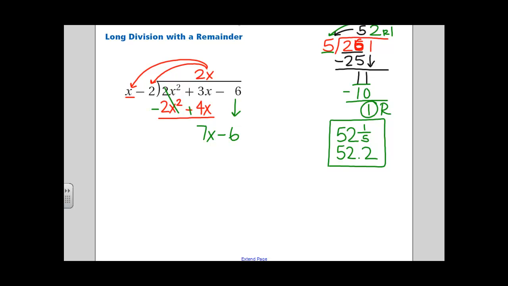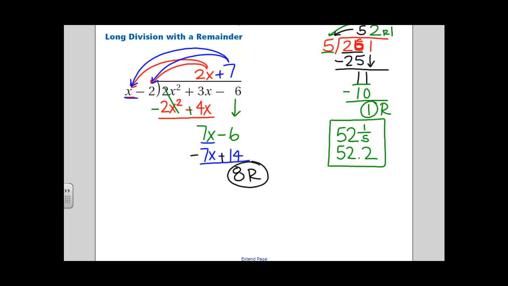So now let's go through and ask the same question. How many times can x go into 7x? Goes in 7 times. And then we need to multiply. 7 times x gives me 7x. 7 times negative 2 gives me negative 14. And now to see what's left over, switch your signs. 7x is crossed off, and I'm left with 8. And then we're stuck with x can't go into 8. So 8 is our remainder.